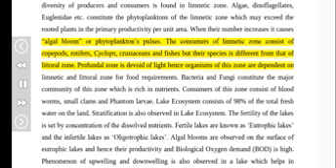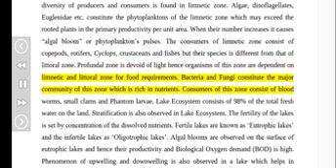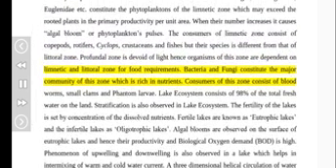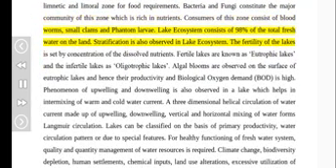Profundal zone is devoid of light hence organisms of this zone are dependent on limnetic and littoral zone for food requirements. Bacteria and fungi constitute the major community of this zone which is rich in nutrients. Consumers of this zone consist of bloodworms, small clams and phantom larvae. Lake ecosystem consists of 98% of the total fresh water on the land. Stratification is also observed in lake ecosystem.